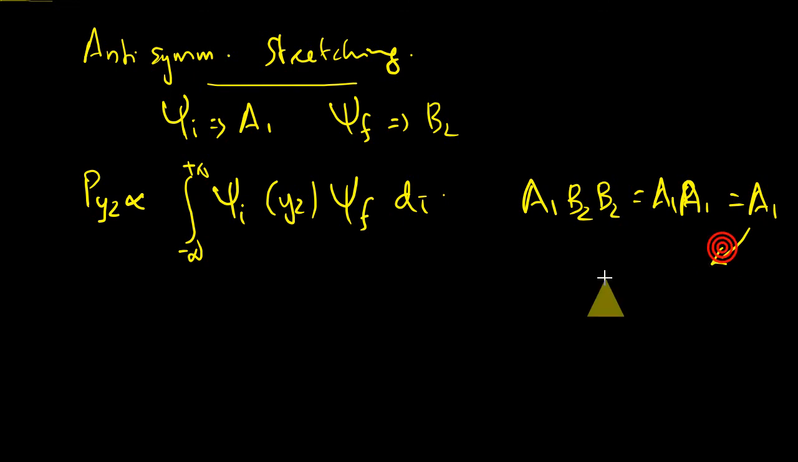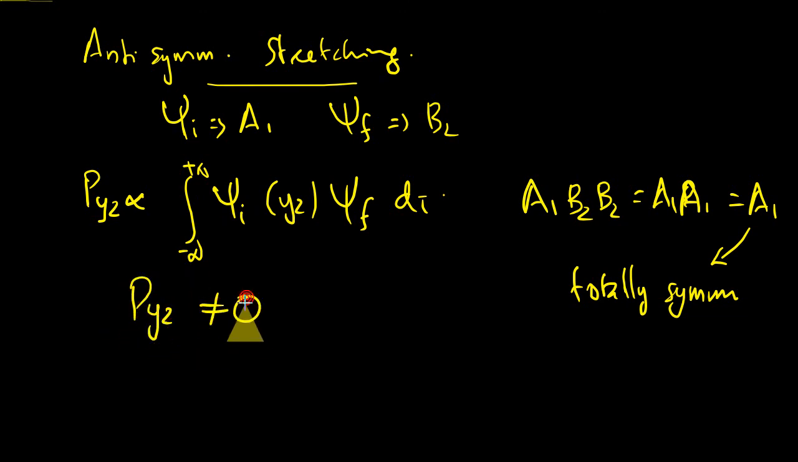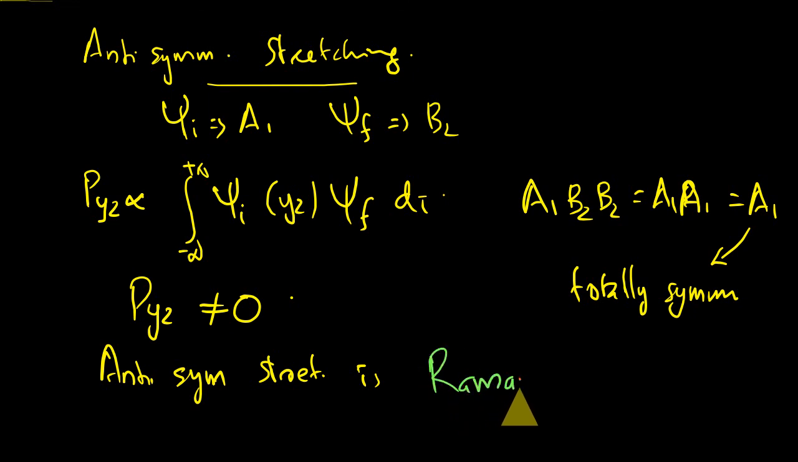This means the direct product is totally symmetric. If this direct product is totally symmetric, the integral corresponding to that will be non-zero. So Pyz is not equal to 0. If any of the components is not equal to 0, then that vibration will be Raman active. Therefore, the anti-symmetric stretching vibration is Raman active.